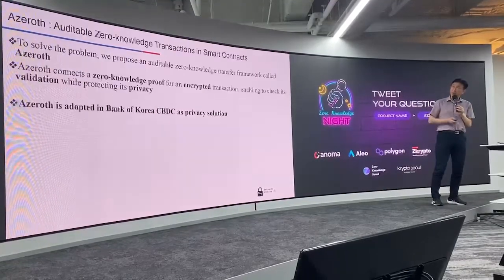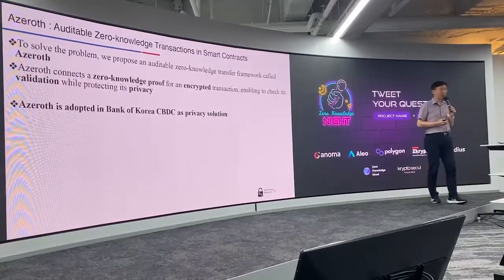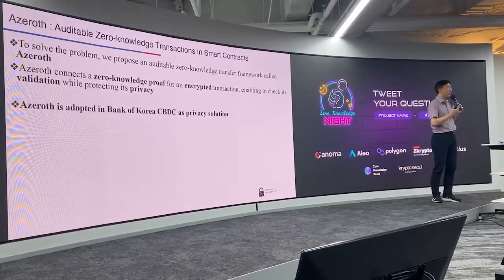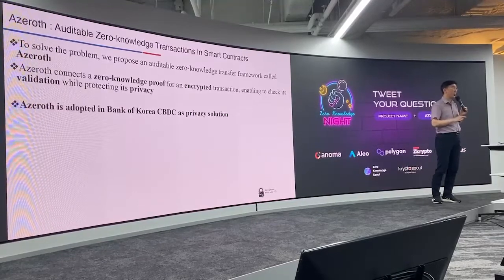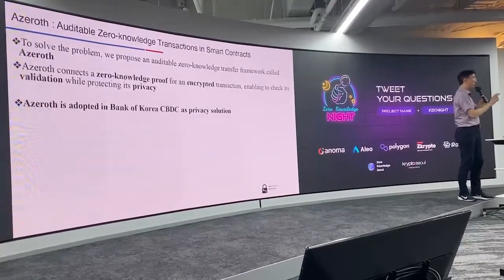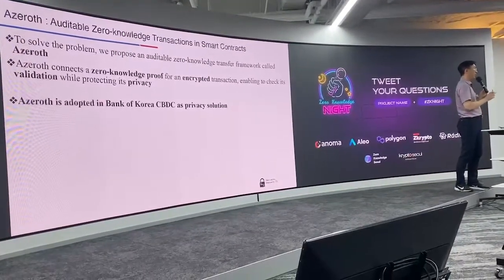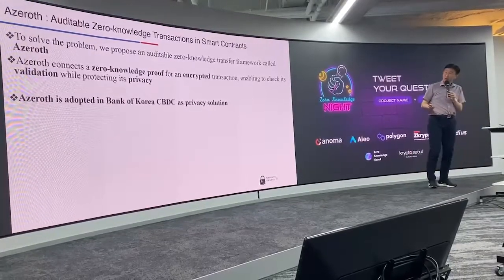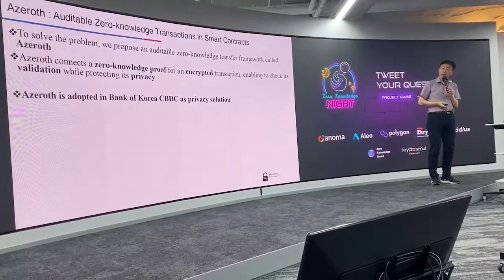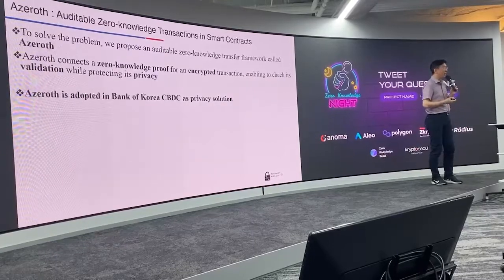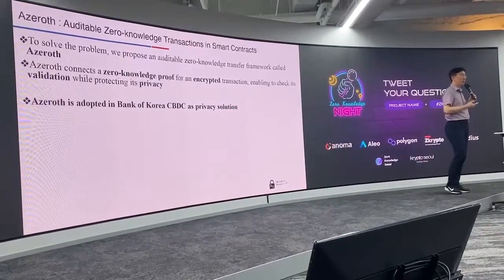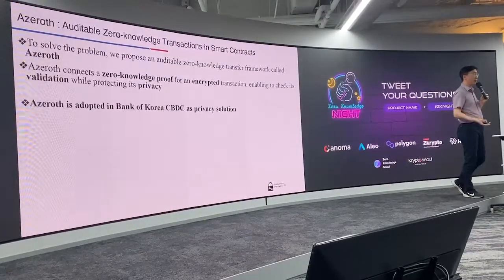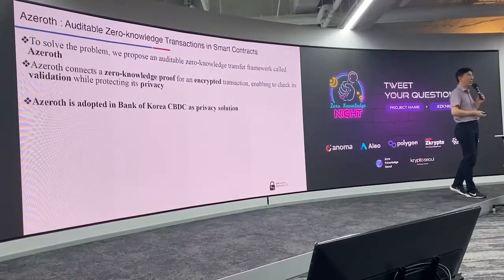We created Azeros, which is a privacy preserving token transfer, but the auditor can trace the transactions, which means that the encrypted transaction can be decrypted by the auditor. This one is actually adopted by the Bank of Korea as a CBDC. So if the Bank of Korea is releasing the CBDC, then maybe you can use this system.